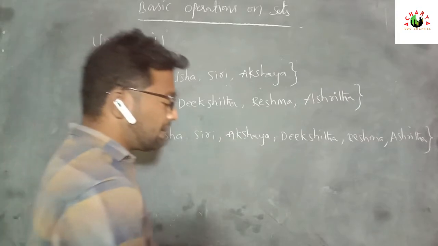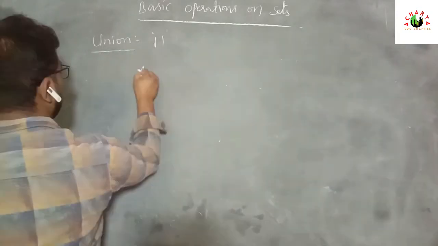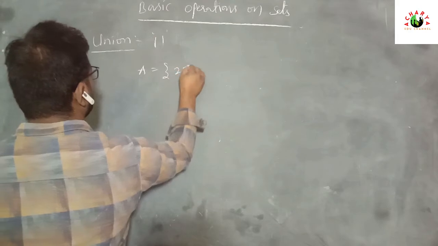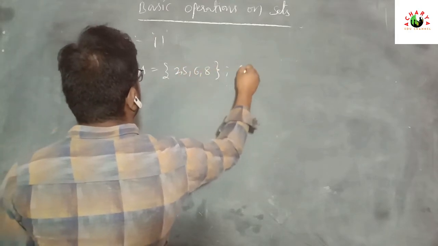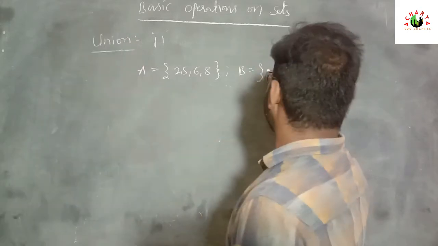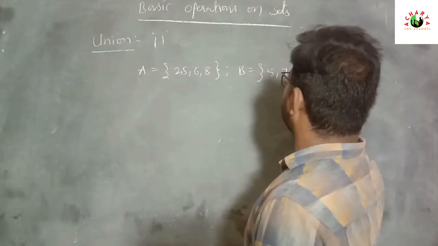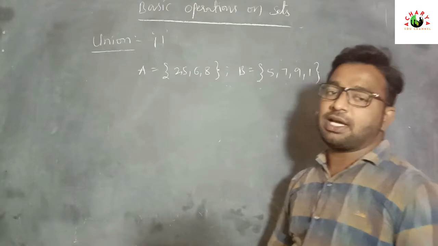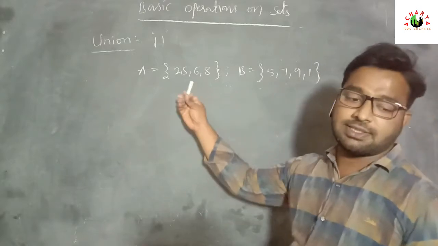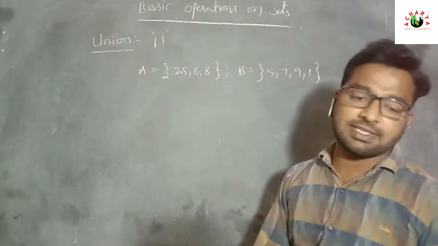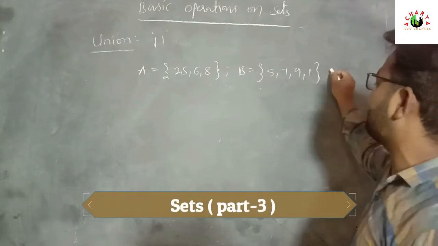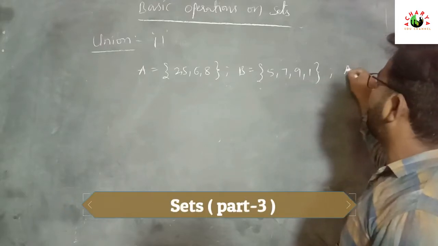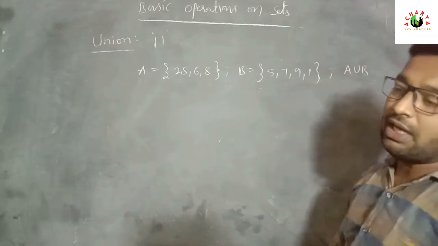Okay, one more example I am going to explain now. A is equal to 2, 5, 6, 8. B is equal to 5, 7, 9, 1. These two are sets. The set A is equal to 2, 5, 6, 8. The set B is equal to 5, 7, 9, 1. Find A union B.